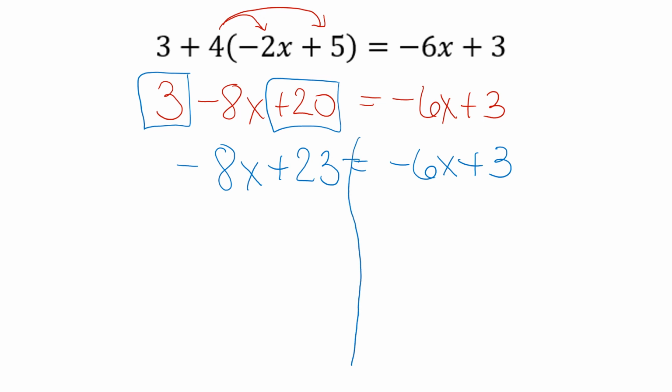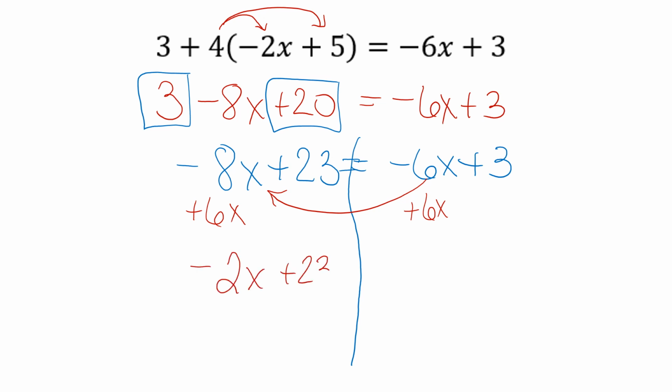So I'm going to move my negative 6x over the equal sign. So the opposite of negative 6x is positive 6x. Negative 8 plus 6 would give me a negative 2. Keep your x. Bring down my 23, my equal sign, and my positive 3.